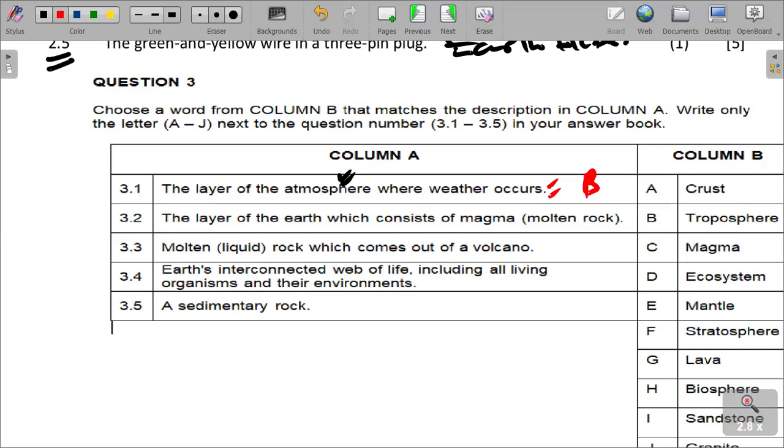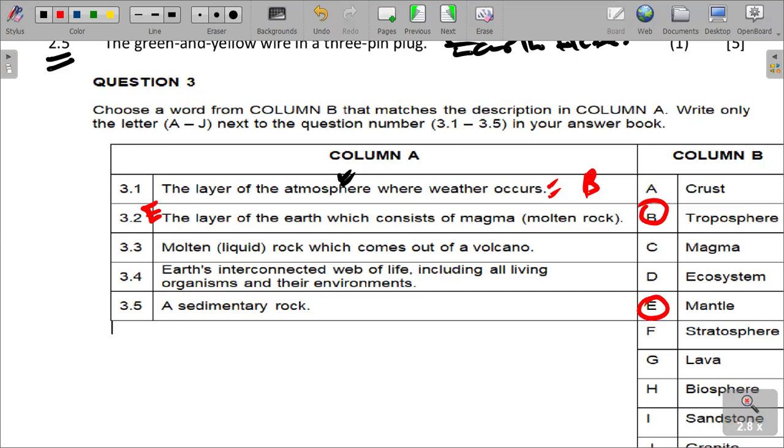And then the layer of the earth which consists of magma or molten rock. We said that the internal structure of the earth has molten rock. It is the mantle, which we can say is E. It is E. So you should understand that it is E, which consists of magma.